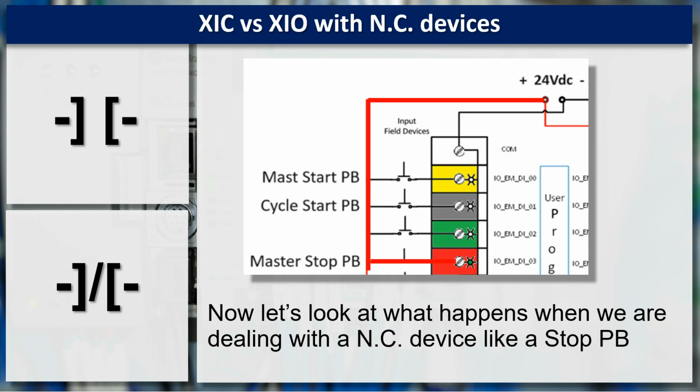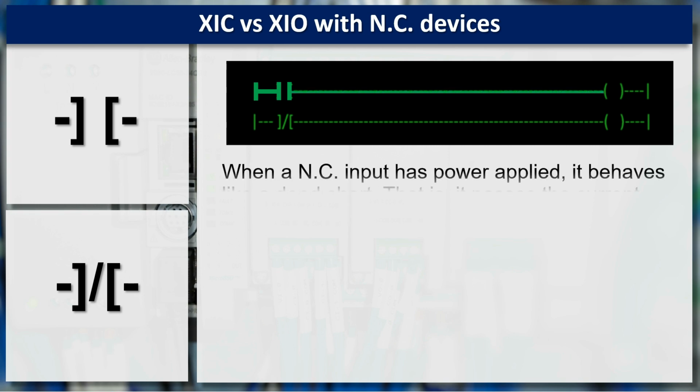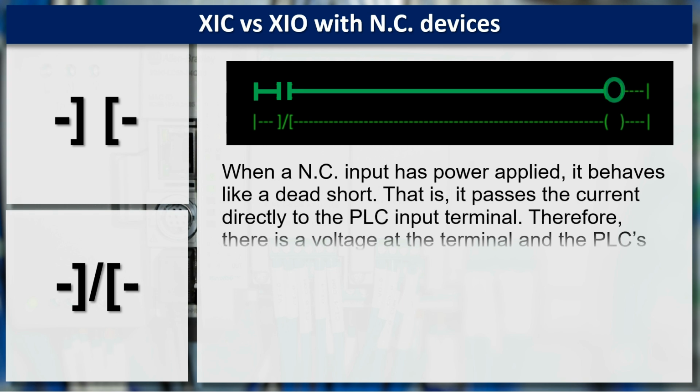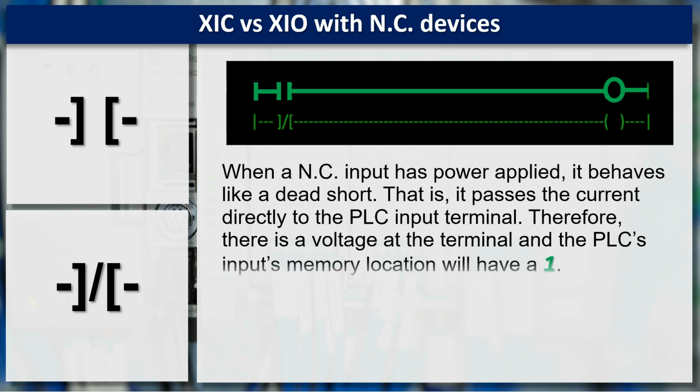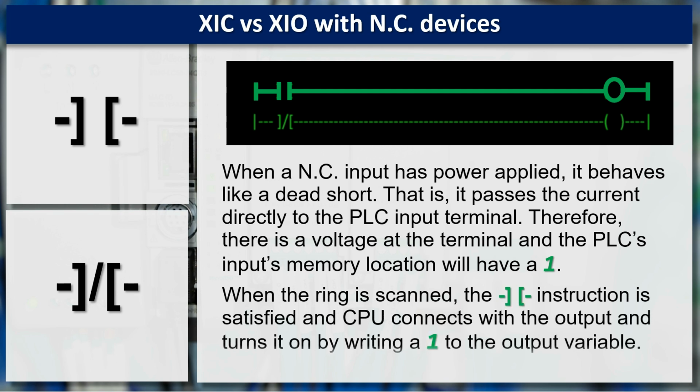Now let's take a look at what happens when we are dealing with a normally closed device like a stop push button. When a normally closed input has power applied, it behaves like a dead short. That is, it passes the current directly to the PLC input terminal. Therefore, there is a voltage at the terminal, and the PLC's input memory location will have a 1. When the rung is scanned, the XIC instruction is satisfied, and the CPU connects with the output and turns it on by writing a 1 to the output variable.